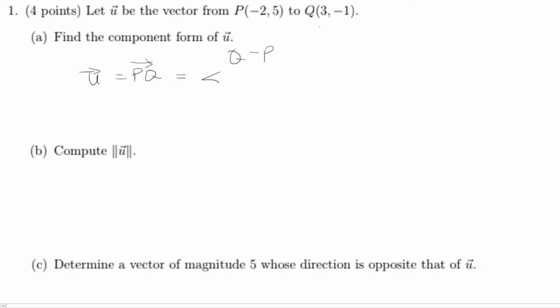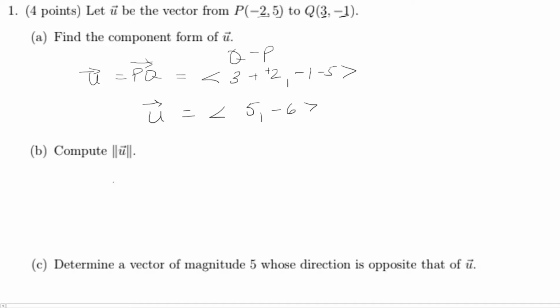So first do the X component. So 3 minus negative 2. And then the Y component, negative 1 minus 5. So 3 minus negative 2, same thing as 3 plus 2. Negative 1 minus 5 is negative 6. So our vector U is 5 comma negative 6.